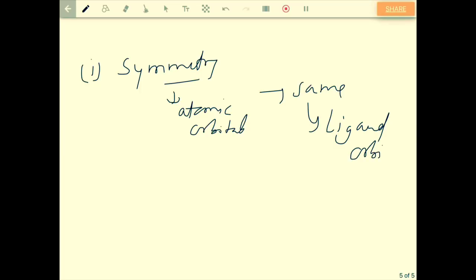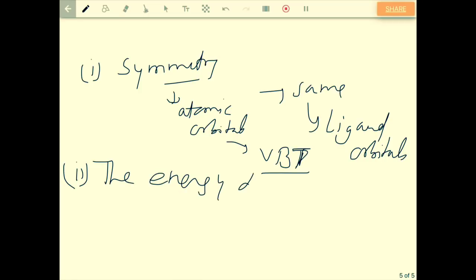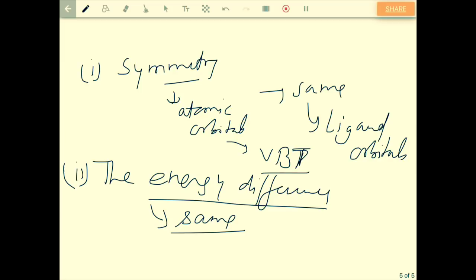orbitals. So symmetry must be similar, as already explained by valence bond theory, that the overlapping orbitals should have the same symmetry. Then the second one is that the energy difference between the overlapping orbitals should not be very large, it should be almost the same. So the energy difference between the overlapping orbitals of metal and ligand should be almost the same.